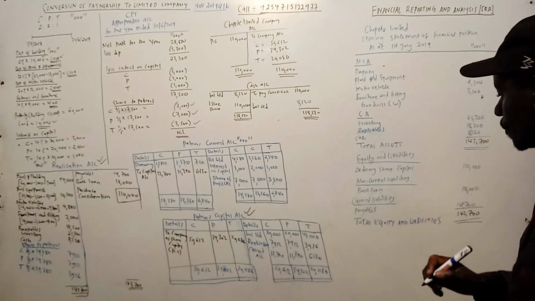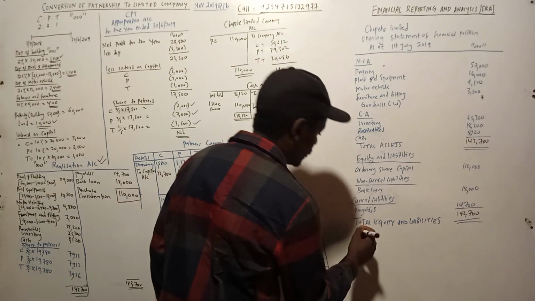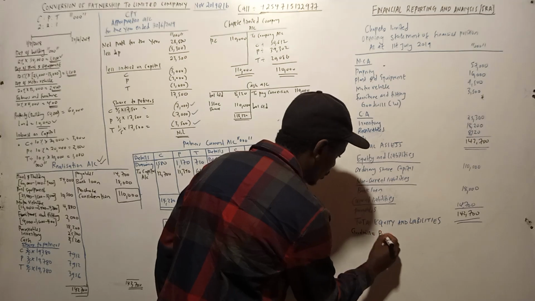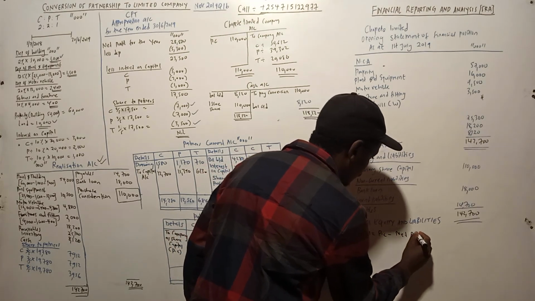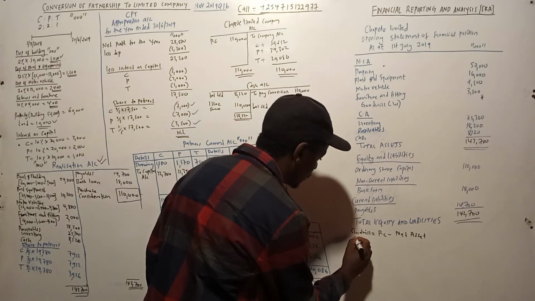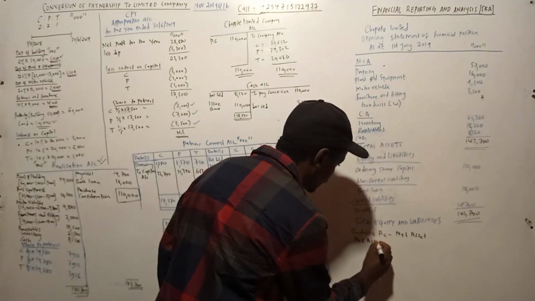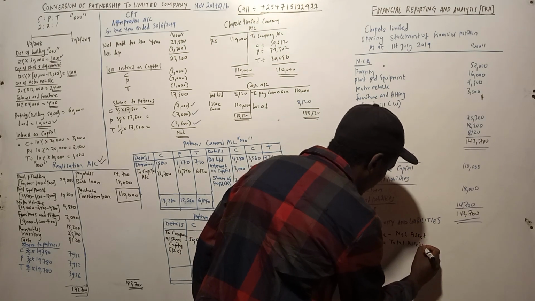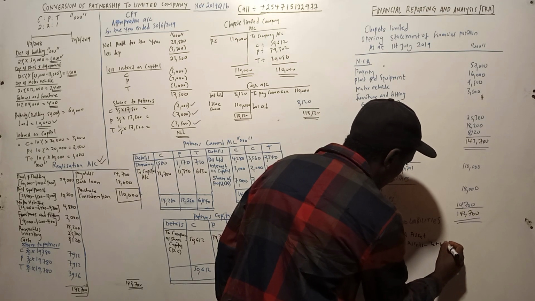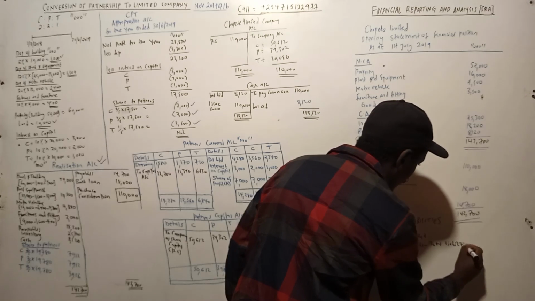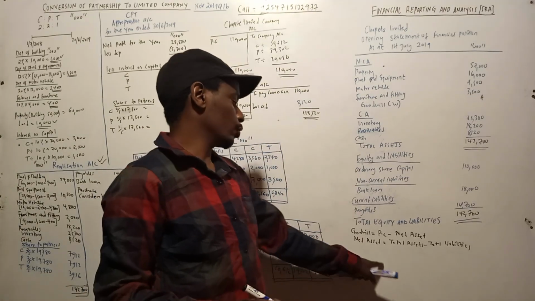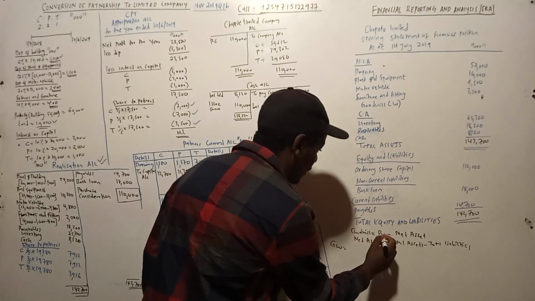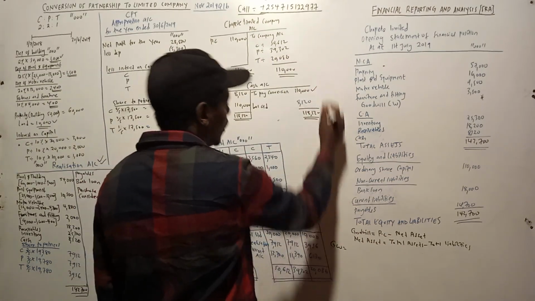So let's compute goodwill. Now remember, goodwill is equal to purchase consideration minus the net asset. And you remember net asset is equal to total assets minus total liabilities. So goodwill will be equal to our purchase consideration. We have it here. It was 110,000.